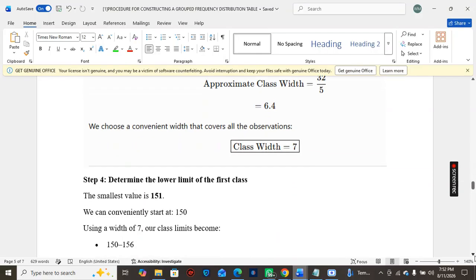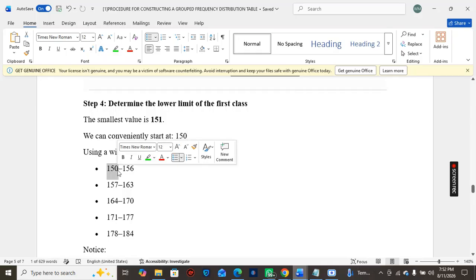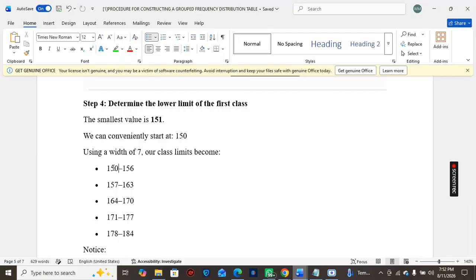So now we can first produce our class limits. Our lower limit is 150, so 150 to 156. If you count 150, 151, 152, 153, 154, 155, 156, you'll see 7 numbers on your fingers. You lift up 7 fingers for that. So don't say 150 to 157. No, colleagues.